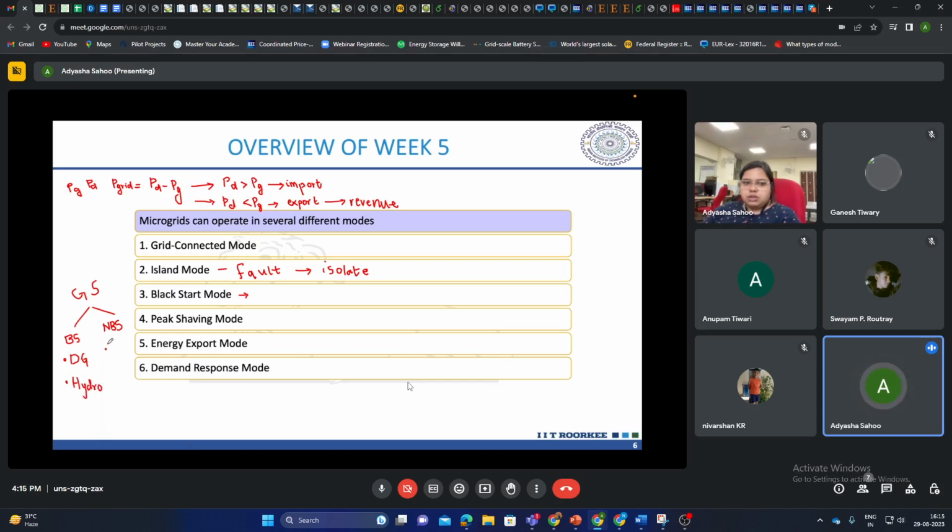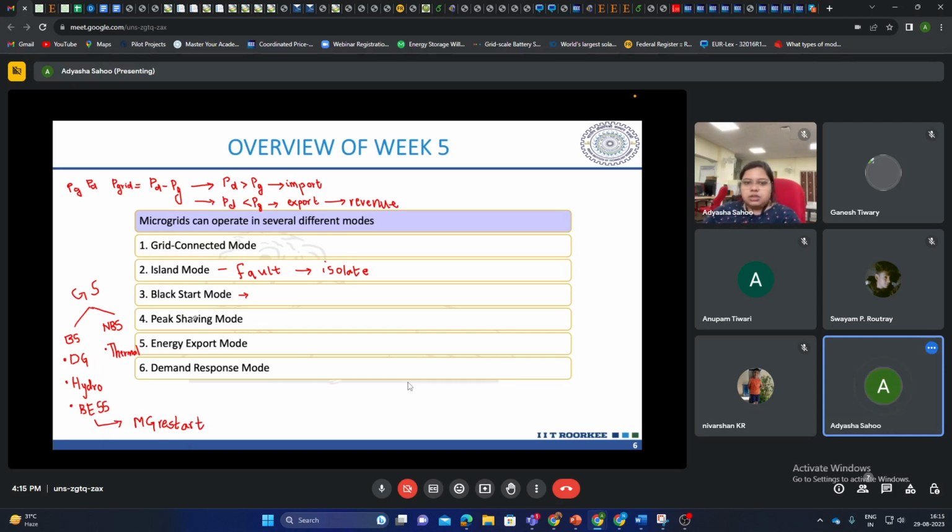So here we'll have thermal sources, the microgrid, and also battery energy storage. With the help of these black start resources, the microgrid can restart on its own without taking support from the main grid, and it can continue to supply power to its critical load in the black start mode.